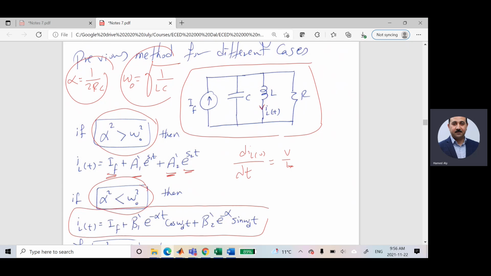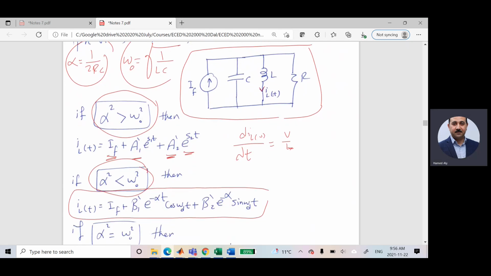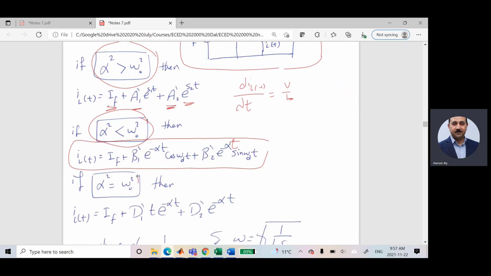Again, omega d is the square root of what? It is the square root of omega O squared minus alpha squared, plus beta 2 prime, which is another constant, times e to the power negative alpha t multiplied by sine omega d t. Again, how to find beta 1 prime and beta 2 prime? From the initial conditions.